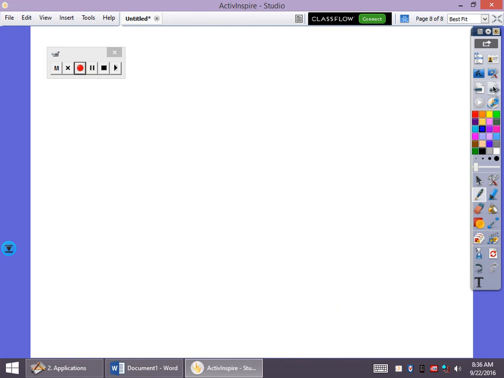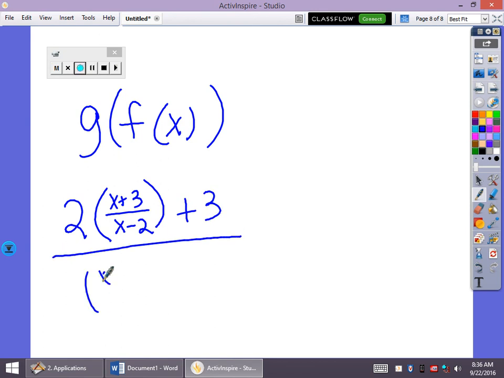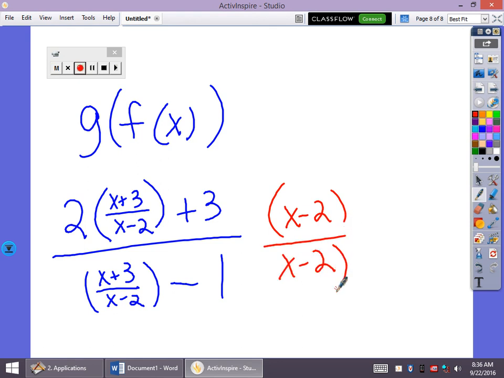Now, g of f of x. So now I'm going to do 2 times x plus 3 over x minus 2 plus 3 over x plus 3 over x minus 2 minus 1. Hold on. Okay, what am I going to multiply top and bottom by? X minus 2. Okay, that leaves me with 2 times x plus 3 plus 3 times x minus 2. Okay? And on the bottom, it leaves me with x plus 3 minus x plus 2.